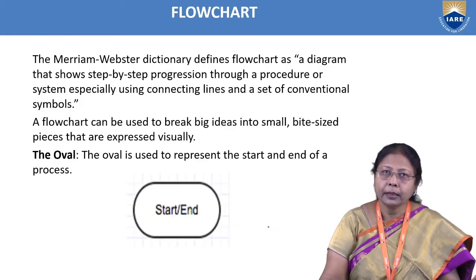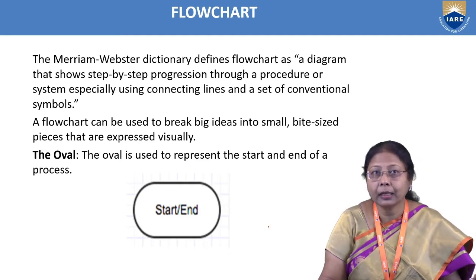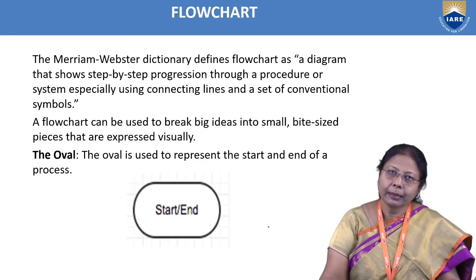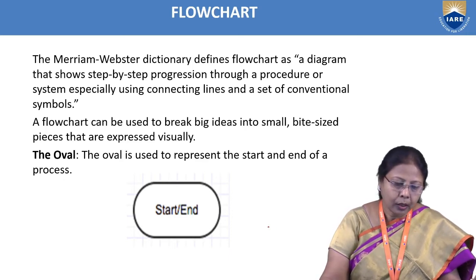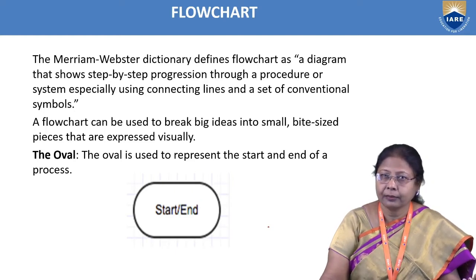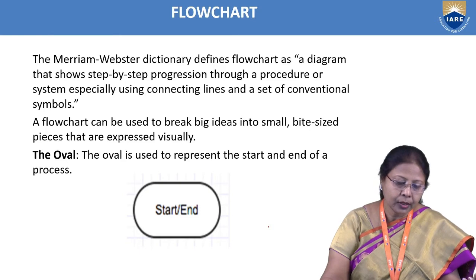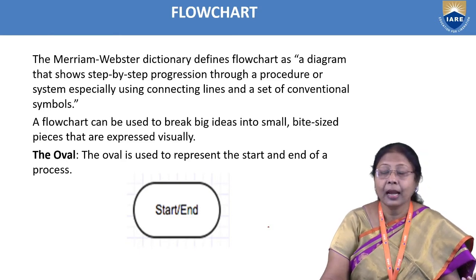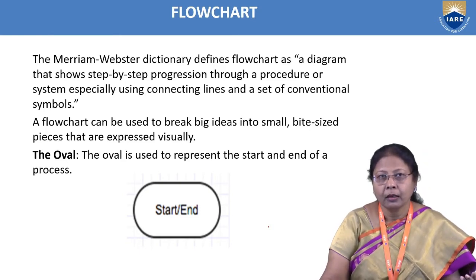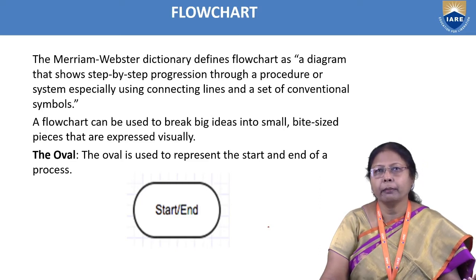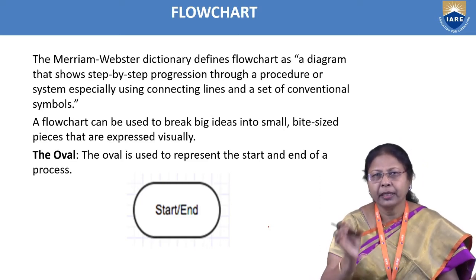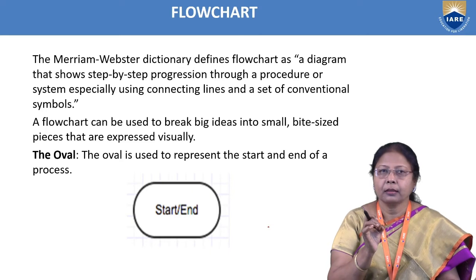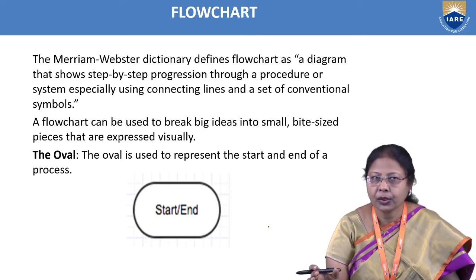According to Merriam-Webster's dictionary, a flowchart is defined as a diagram that shows step-by-step progression through a procedure or system, especially using connecting lines and a set of conventional symbols. It has its own importance. A flowchart can be used to break big ideas into small, bite-sized pieces that are expressed visually.